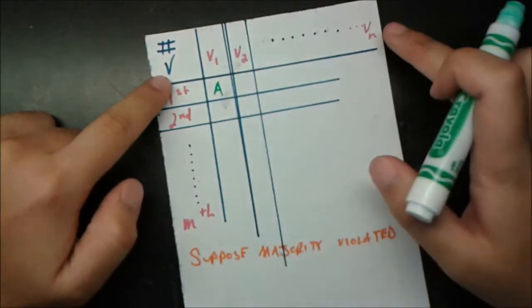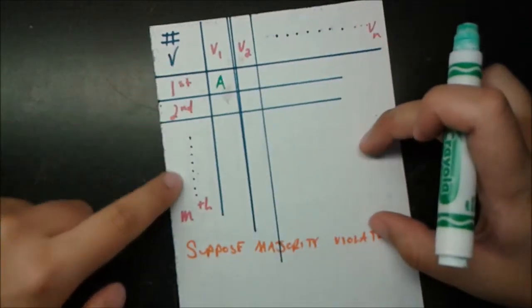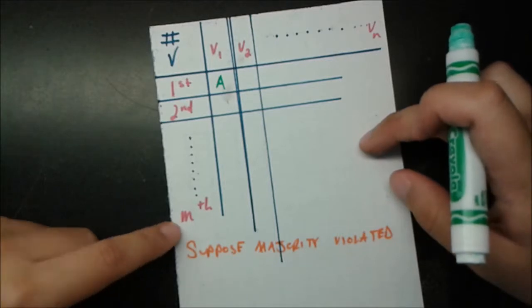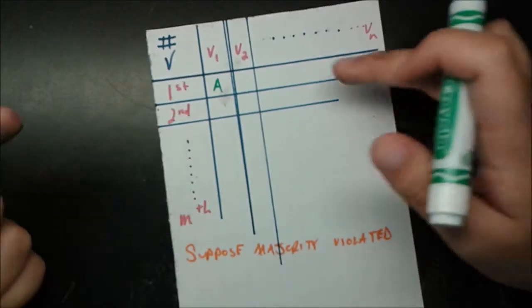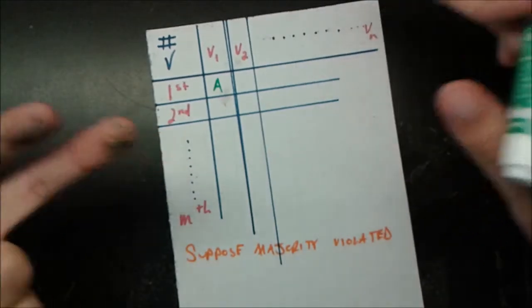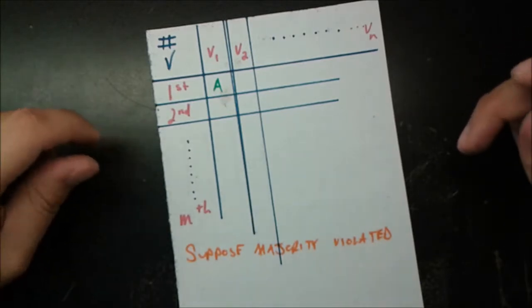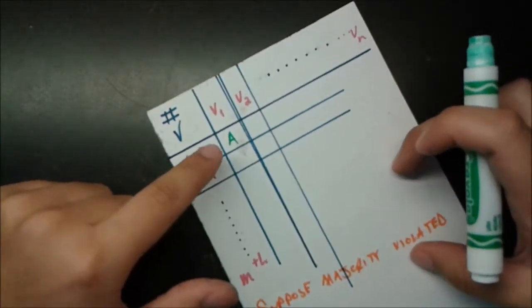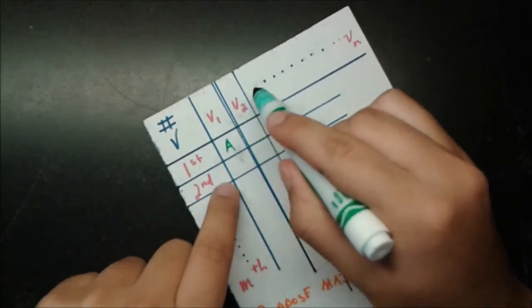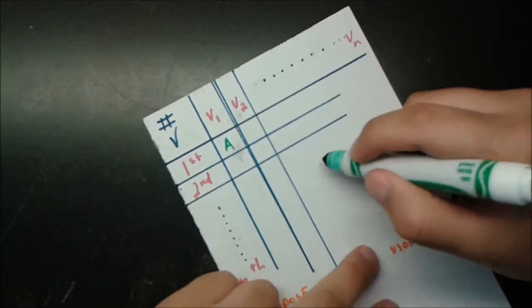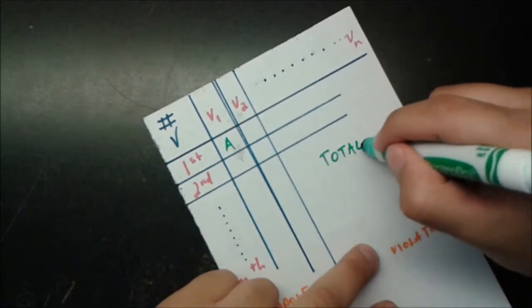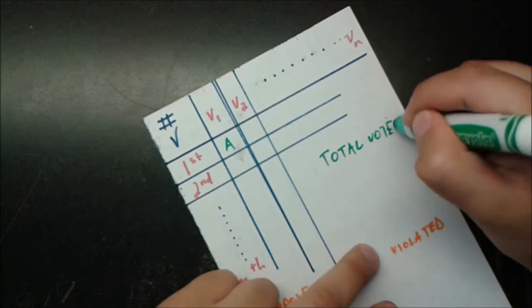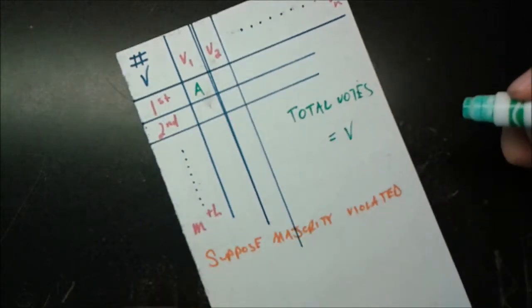The number of voters is listed in this row, and first through mth, so there are going to be m different candidates, listed down here. We don't know how many, so I just put dots because there could be as many as possible. But here's the situation. A is going to be our majority winner, which means the total number of votes in the system is going to be what? If we take V1 plus V2 plus so on to Vn, the total voters is going to be V. We're going to represent that by V.